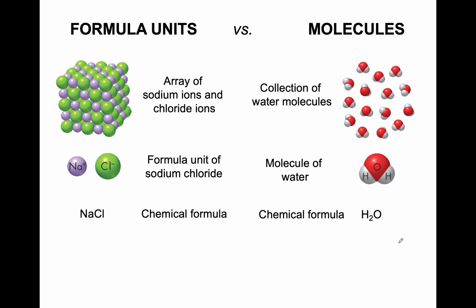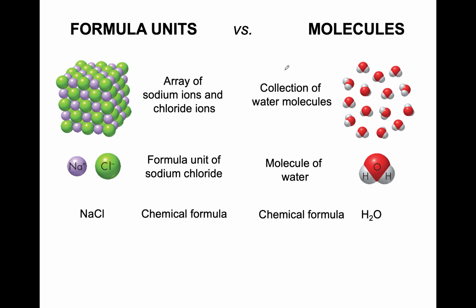Okay? So, for example, if we look over here at an array of sodium and chloride ions, you can see it forms this sort of crystal lattice, this crystal form. And that's the formula unit of table salt, sodium chloride. Okay? And its chemical formula is NaCl.